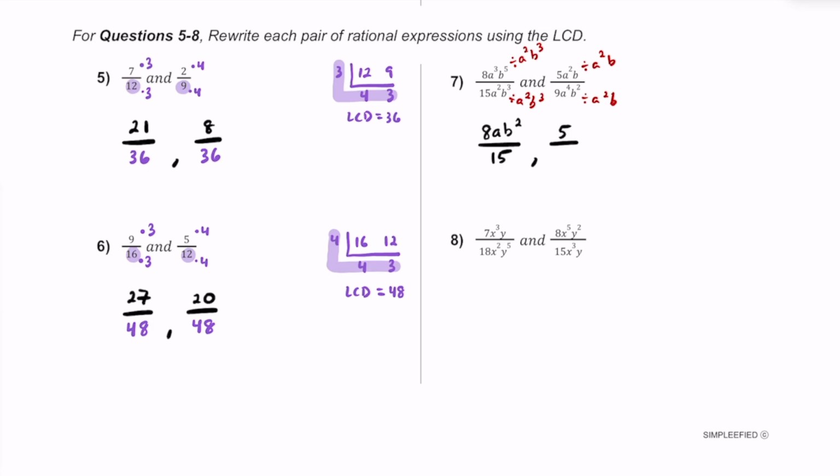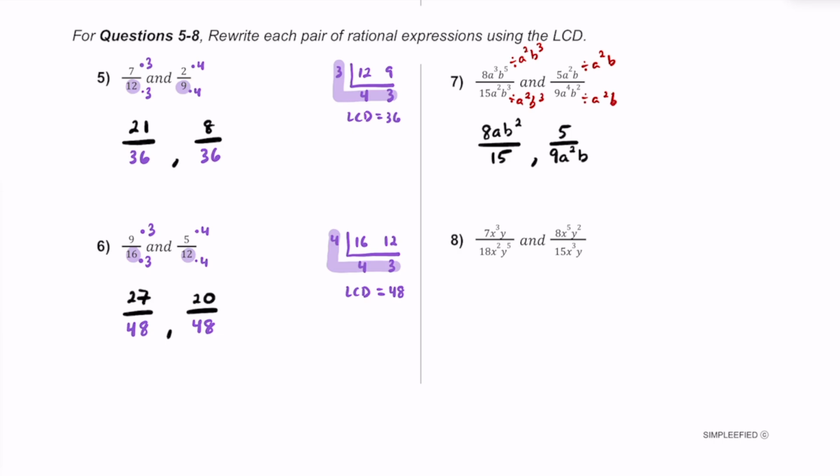There's going to be no more variables on top. And on the bottom, we're still going to have this 9. That 9 is going to stay put. And then we had 4 of those a's multiplied together, but we divided 2 of them out, so we still have a squared. And then we had 2 b's down there, we divided by 1b, so one of the b's is going to cancel out here.